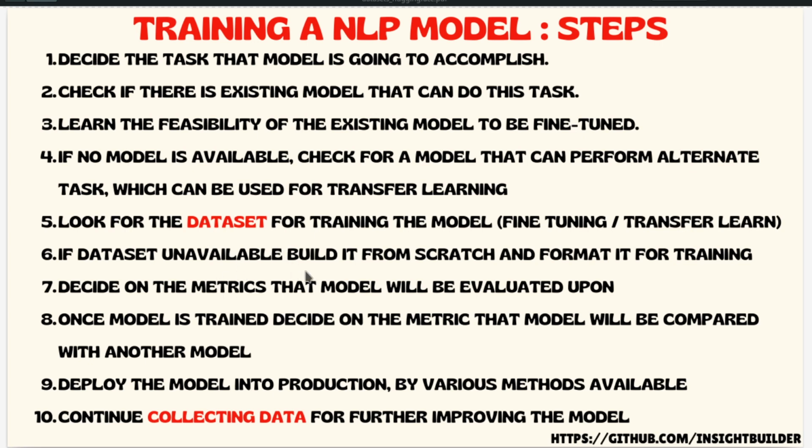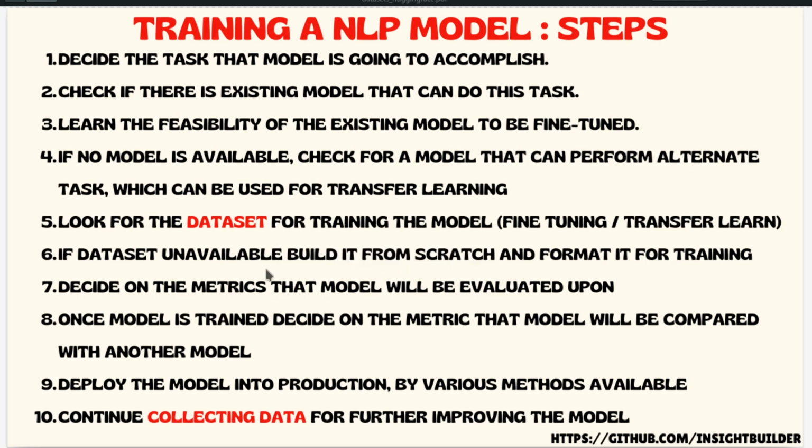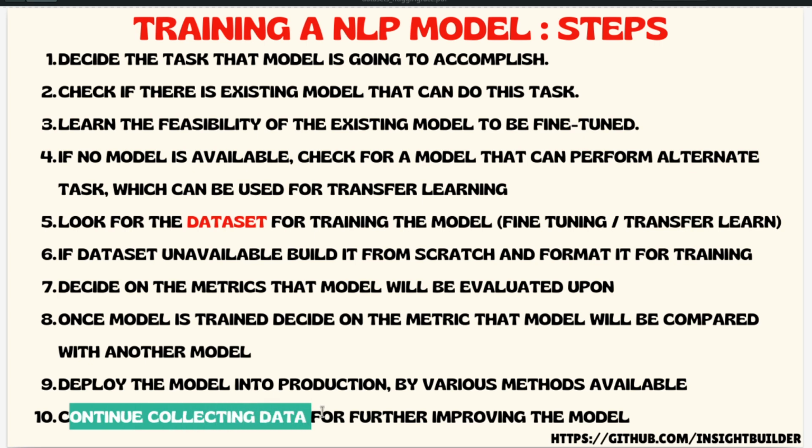If the dataset is unavailable, then you need to build it from scratch and you have to format it for training. This is also one of the main points where the Hugging Face Hub helps you. And then you have to decide on the metrics, and once the model is trained, you have to decide on the metric by which the model will be compared with another model. Then you deploy the model in production and you still continue collecting the data.